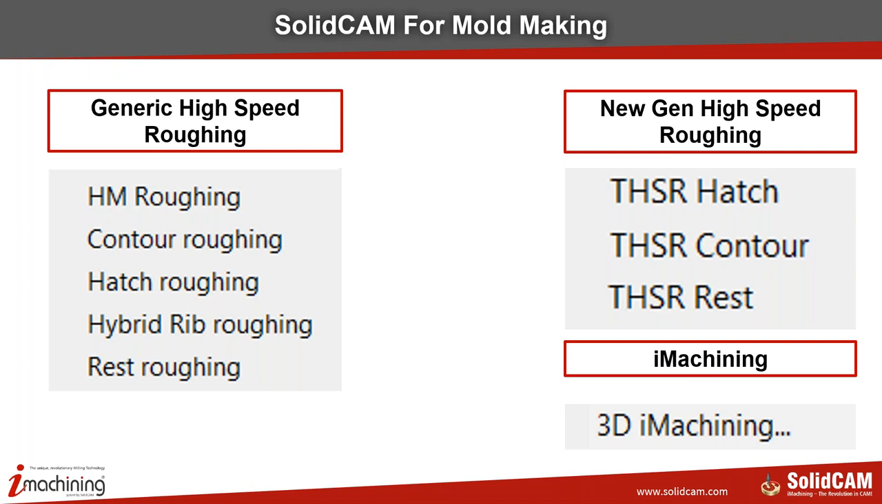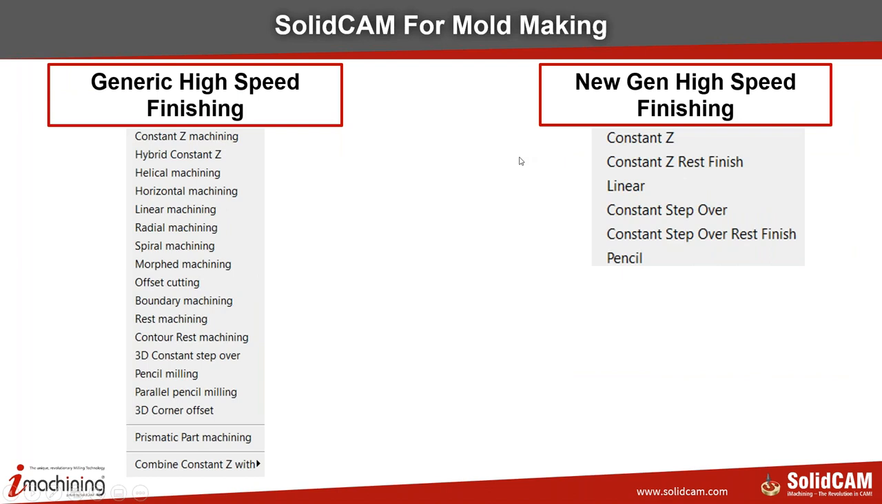So in our generic high-speed roughing, we have HM roughing, we have contour roughing, we have hatch roughing, we have hybrid rib roughing, especially for electrodes, and we have rest roughing. Whereas in the new generation, we have hatch, contour, and rest, and in iMachining, we have directly the 3D iMachining functionality. Once we move into the finishing part, again, in finishing, we have generic high-speed finishing, and we have the new generation high-speed finishing.